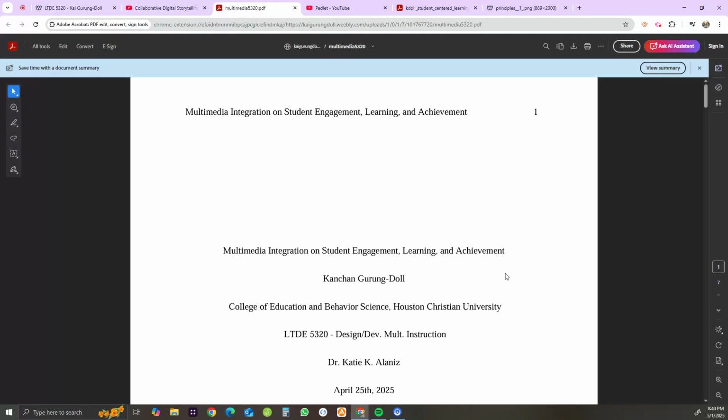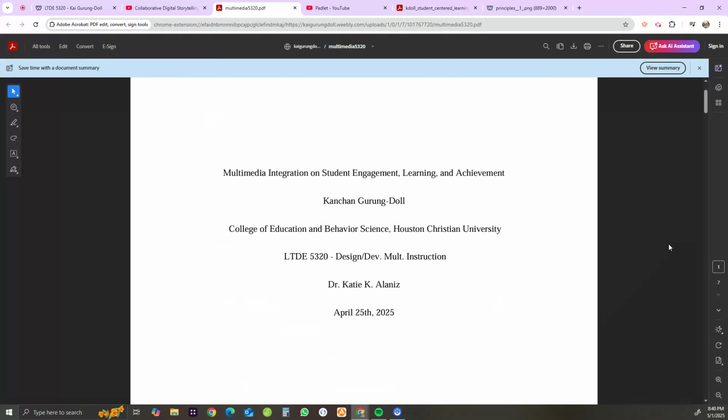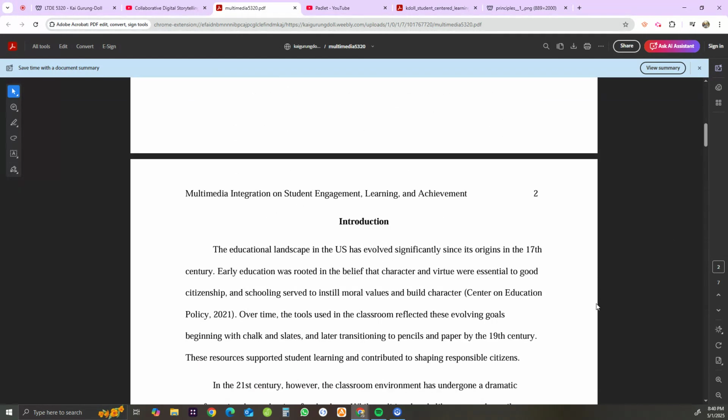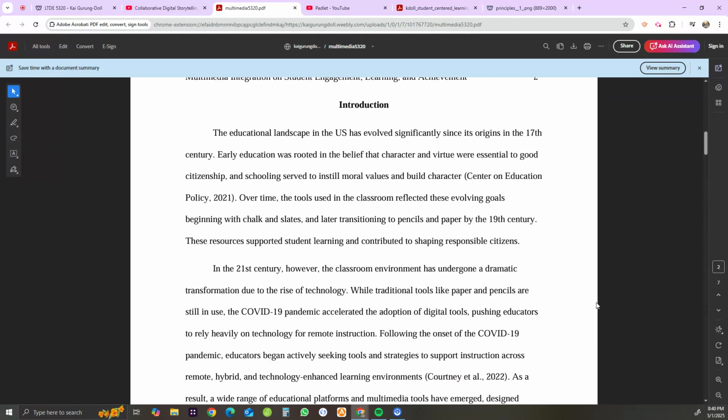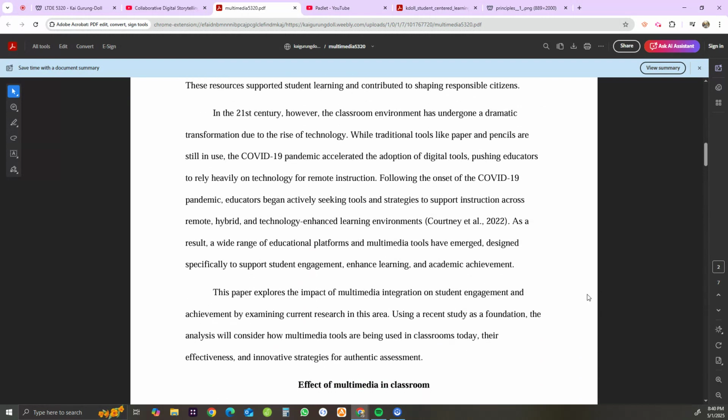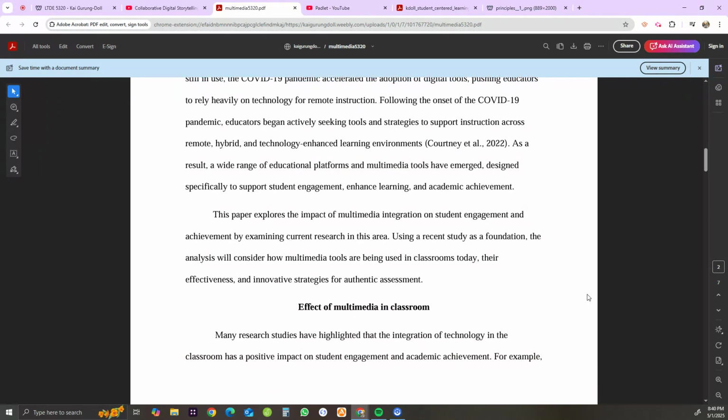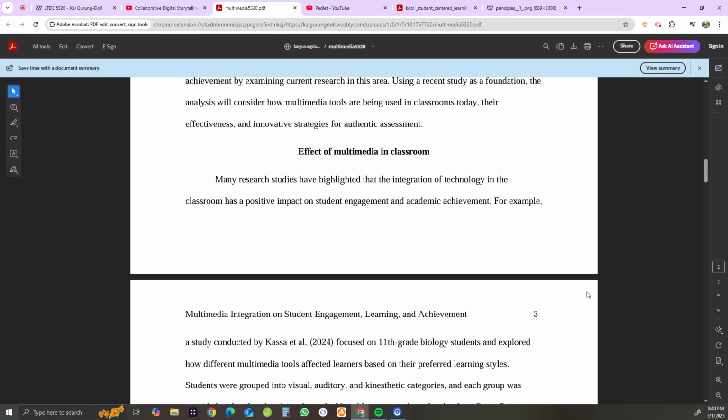This is a paper we wrote. We had to look at some studies on how multimedia was helping students with engagement, learning, and achievement. I researched a paper where they looked at how technology helps different types of learners, and they concluded that it's not just technology that helps students, it's also what the teacher knows about the students, as well as the curriculum, so the teachers could pick the right platform for each content.